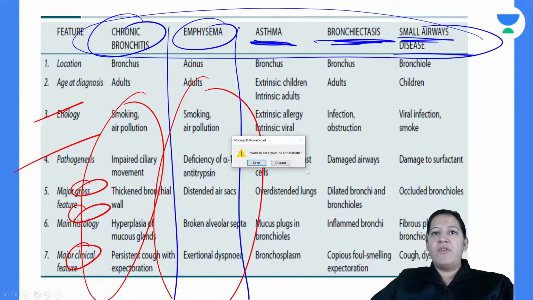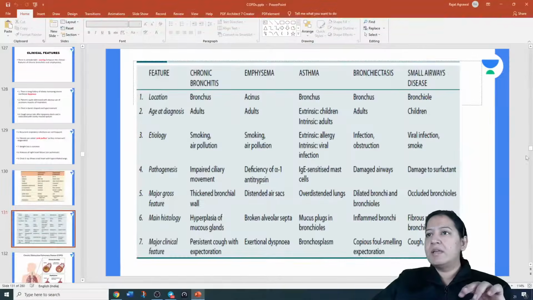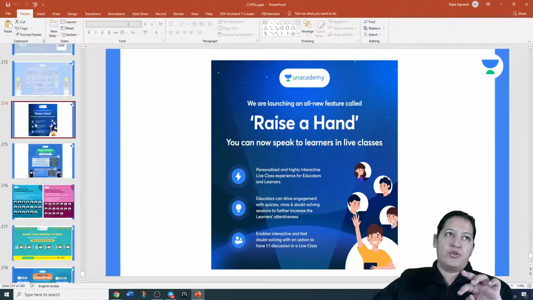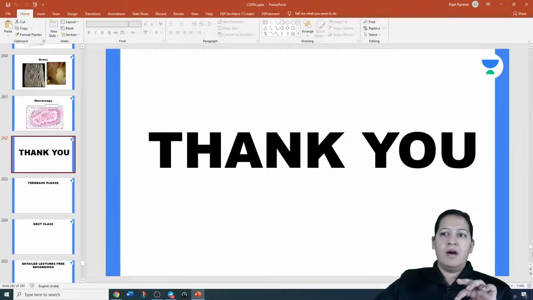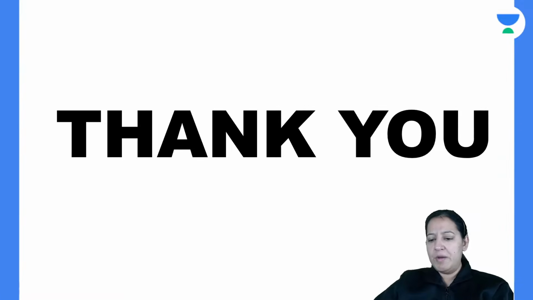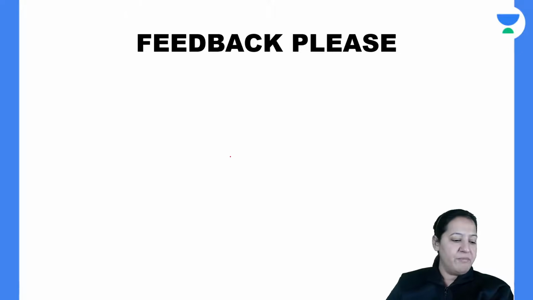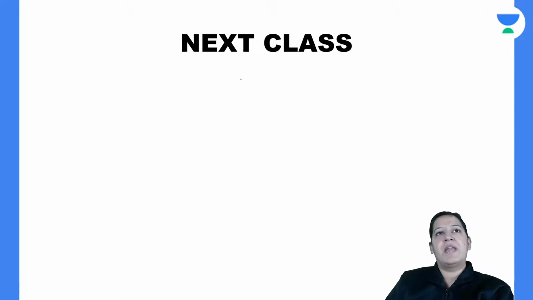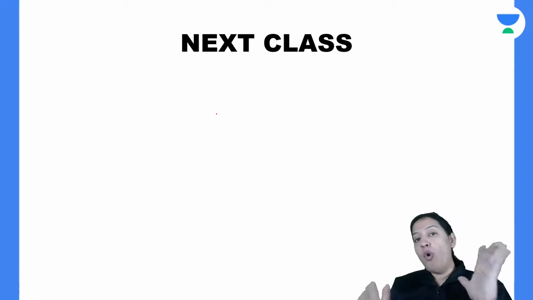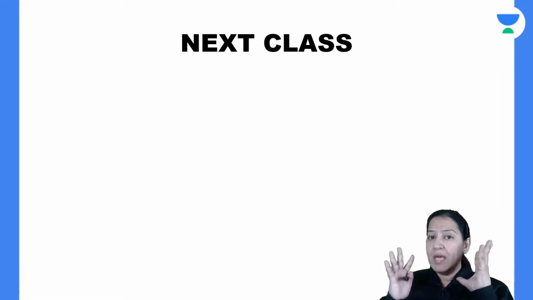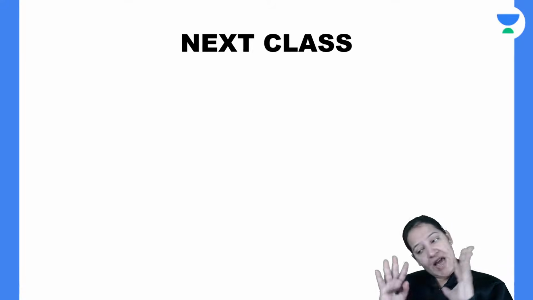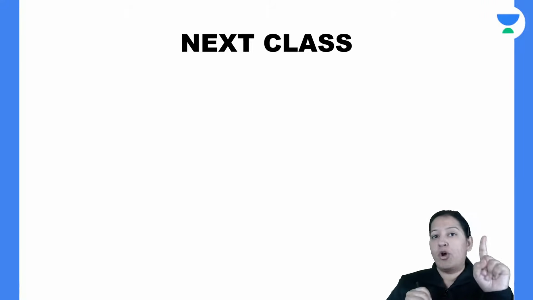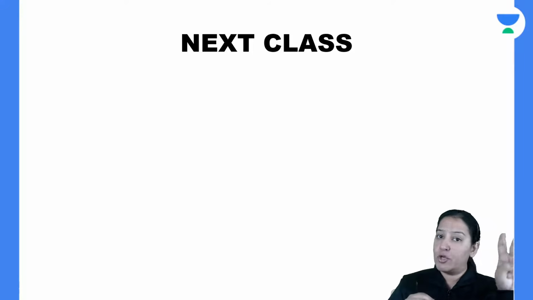I will cover the remaining COPDs tomorrow in this lecture only, morning 8 o'clock, right? If you have missed it, please watch the recording from the beginning. In the beginning, I have given you an overview of the normal anatomy, physiology, and histology of the respiratory tract and lung. After that, I started the diseases. The first disease I taught you was chronic bronchitis. The second disease I taught you is emphysema.